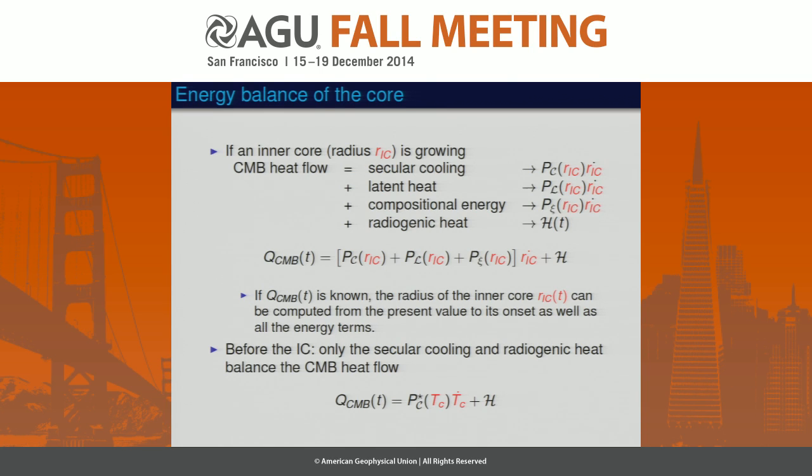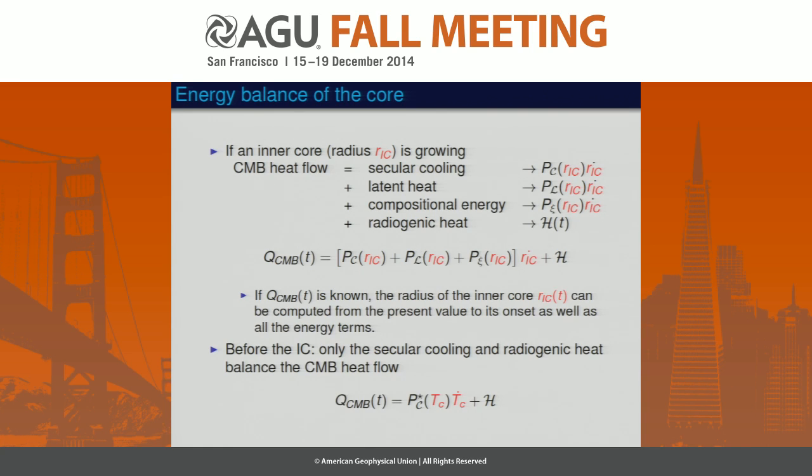All that is based on two equations. The first one is the energy balance of the core, where the total heat loss, the CMB heat flow, is balanced by four terms, if you think there is radiogenic heating. That's one term. The other three terms are secular cooling, latent heat, and compositional energy due to redistribution of light elements in the core when the inner core is crystallizing and releasing light elements at the ICB.